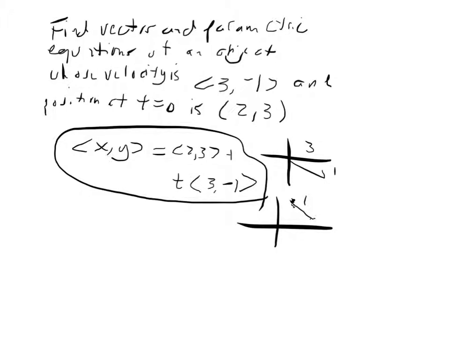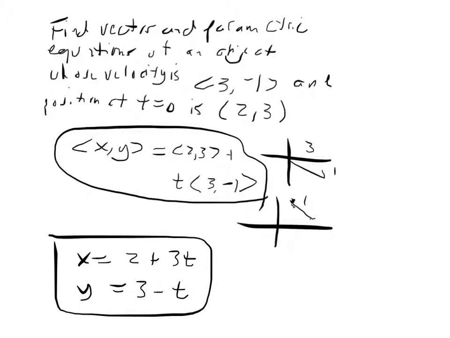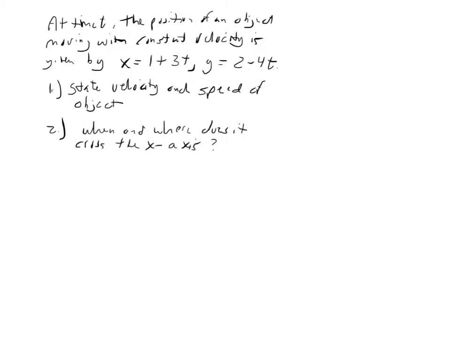The parametric equation is the same as we just did. x is going to be equal to 2 plus 3t, and y is going to be equal to 3 minus t. So x is 2 plus 3t, and y equals 3 minus t. And there are my parametric equations. So at some time t, the position of an object moving with a constant velocity is given by parametric equations like these, 1 plus 3t and 2 minus 4t.